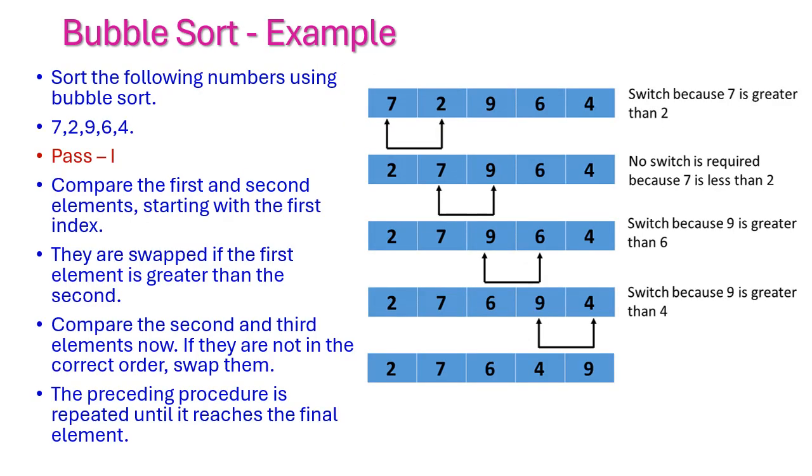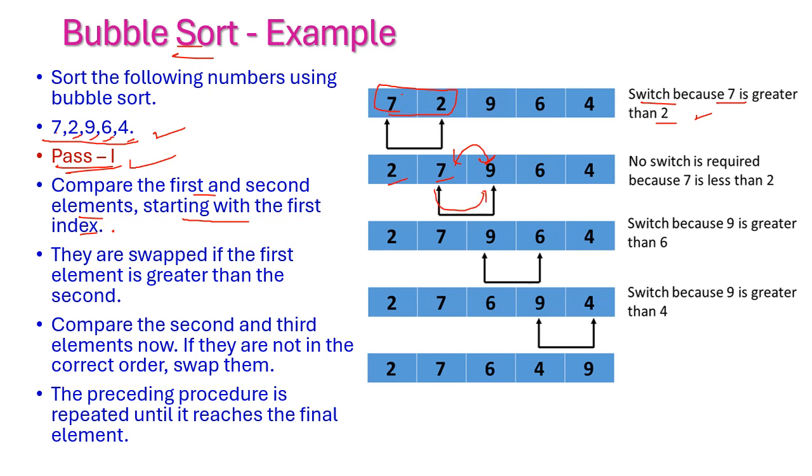Let us see another example for this bubble sort. Sort the given values 7, 2, 9, 6 and 4. In pass 1, compare the first and second elements starting with the first index. These two elements will be compared, and 7 is greater than 2, so we have to swap these two items. 2 and 7 should be swapped, and then 7 should be compared with 9.